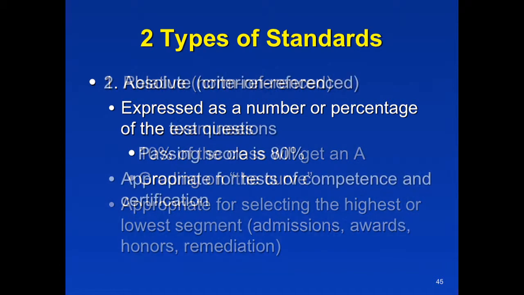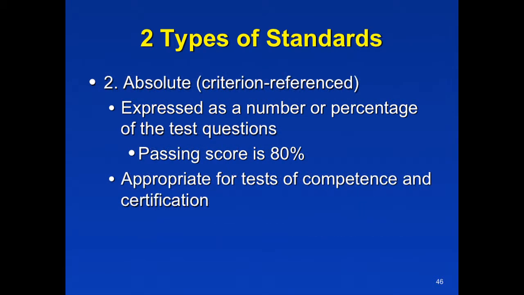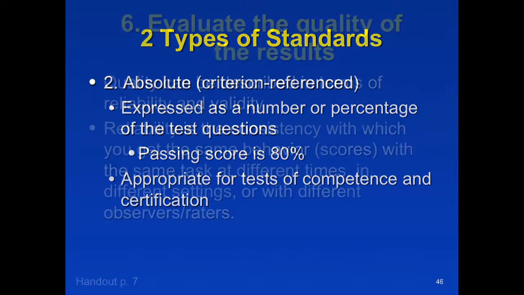What's probably more common is to have absolute standards, where we want to define a score, a quantification on our assessment that people have to reach in order for us to make a decision. So do they pass or do they fail? And these standards are typically set at a specific score, like 80% as the pass-fail mark. And these are most often used for assessments in which you're trying to identify competence or make certification judgments.